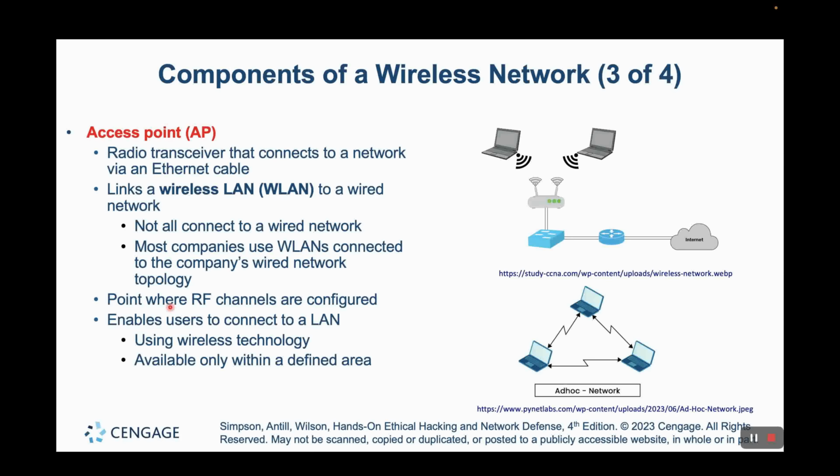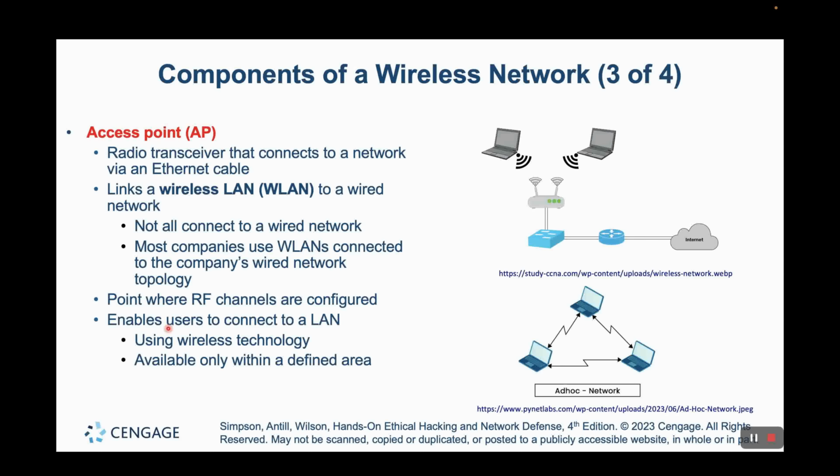Now, the point where RF channels are configured. This means that access points are basically the central configuration point for managing the RF channels in the wireless LAN. As you know, the administrators can set the channel bandwidth and the transmission power to optimize the network performance and reduce interference.